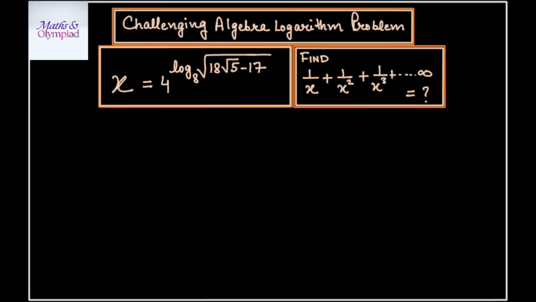In this video, I am going to take up an extremely challenging algebra cum logarithm question which says x equal to 4 raised to the power log of (square root of 18 times square root of 5 minus 17) to base 8. And here we have to find the sum of 1 over x plus 1 over x square plus 1 over x cube and so on till infinity.